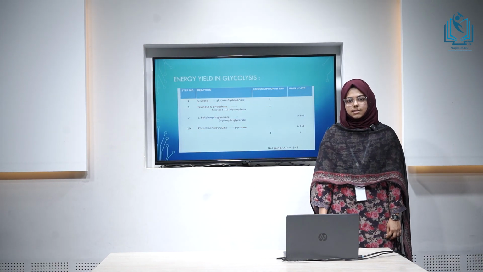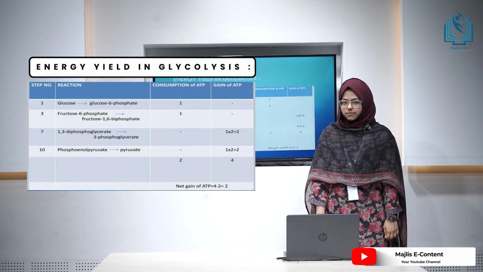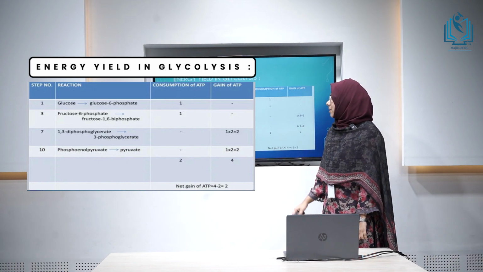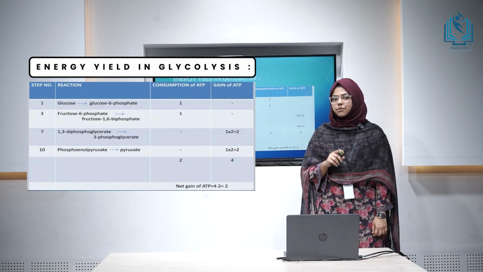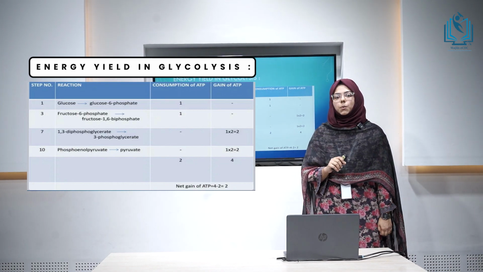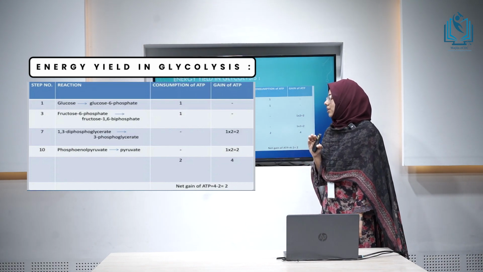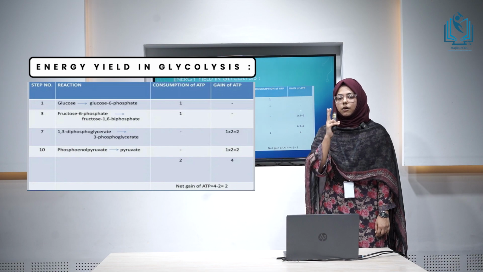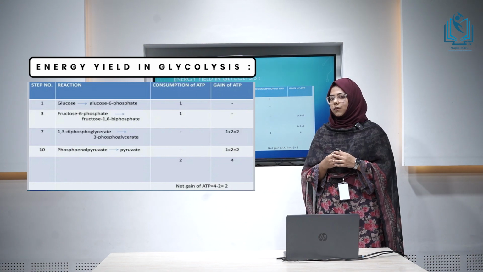Energy yield in glycolysis. In the first step, where glucose is converted to glucose 6-phosphate, there is a consumption of 1 molecule of ATP. In the second phosphorylation step, fructose 6-phosphate is converted to fructose 1,6-bisphosphate, and there is also consumption of 1 molecule of ATP. In the seventh step, 1,3-bisphosphoglycerate is converted to 3-phosphoglycerate, and there is a gain of 2 molecules of ATP. During the last step, where PEP is converted to pyruvate, there is again a gain of 2 molecules of ATP. So the net gain of ATP is 4 minus 2, that is 2 molecules of ATP.